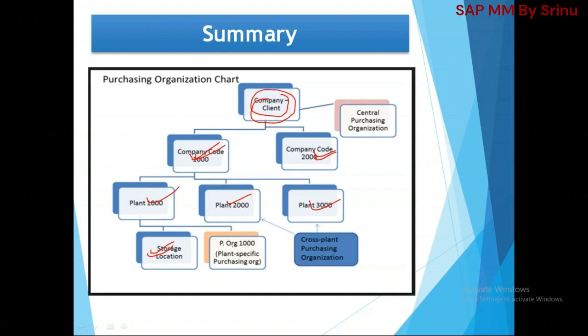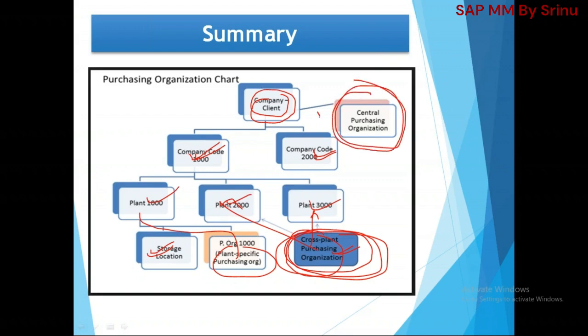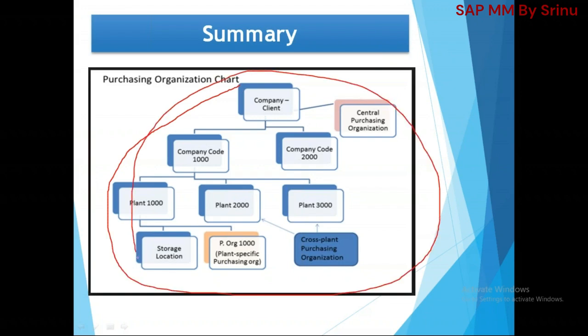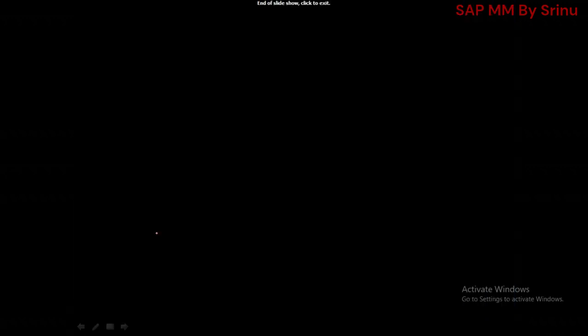Coming to our purchasing organization, you can have plant specific or cross plant purchasing organization. If you create a purchasing organization which takes care of purchasing of plant 2000 and plant 3000, then this will become a cross plant purchasing organization. Or you can have a central top level purchasing organization also, that is also possible. So this is our purchasing organization total chart.